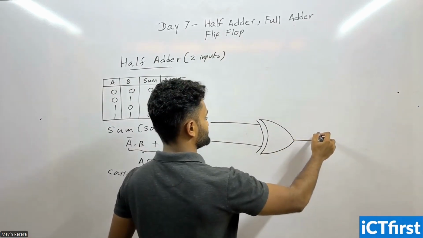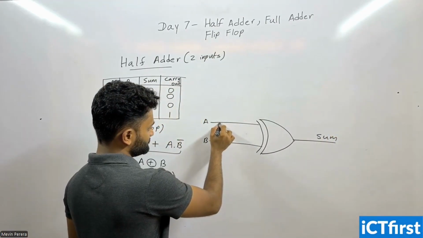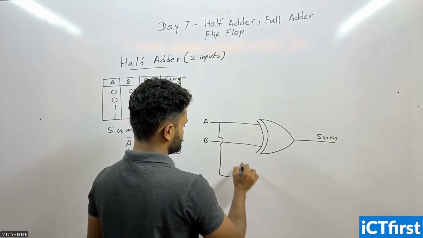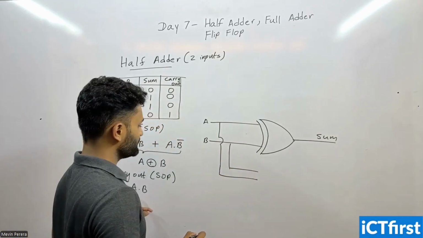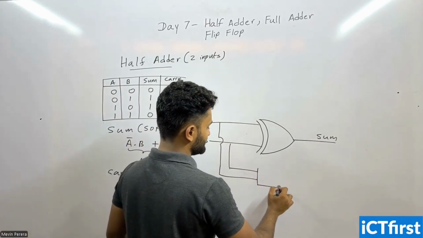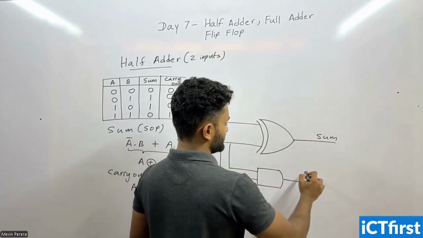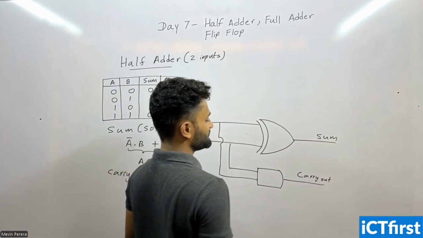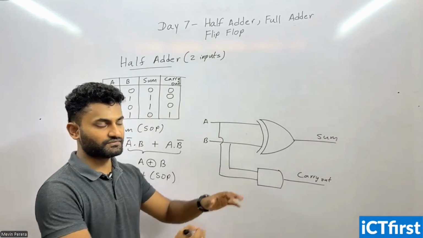Right? So that is sum. Then also, the carry out is going through a simple AND gate. Now that is the carry out. We can call it carry bit as well. So what the bit which we are carrying forward.